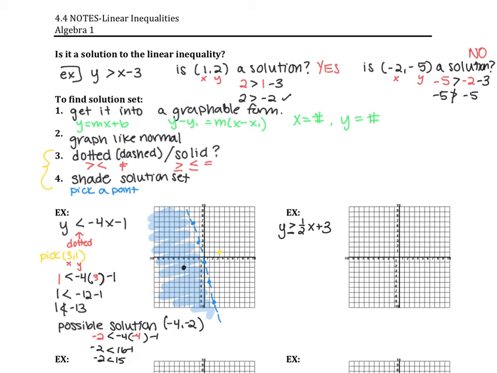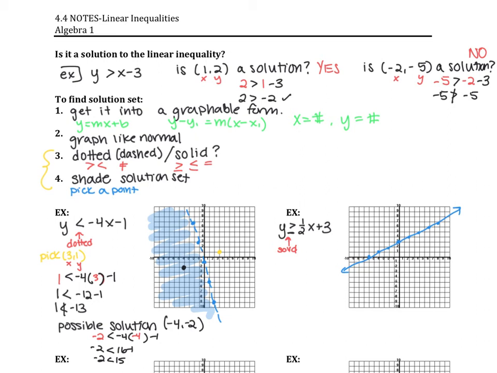All right, hopefully you had a chance to go through this. So first, we're going to start at positive 3, and we're going to go up 1 over 2 and down 1 over 2. And then I know that because it's an equal to, this needs to be a solid line. So I'm going to graph a solid line through those points. I also know that because that line divides my graph into two regions, I have the possibility of this shaded region, or I have the possibility of this shaded region. And it's all going to be based on the point I pick.